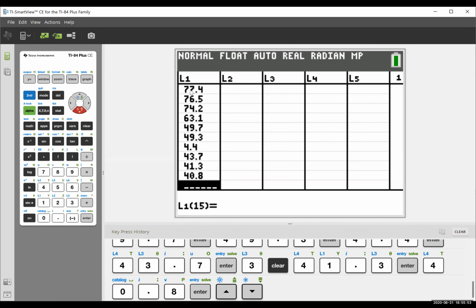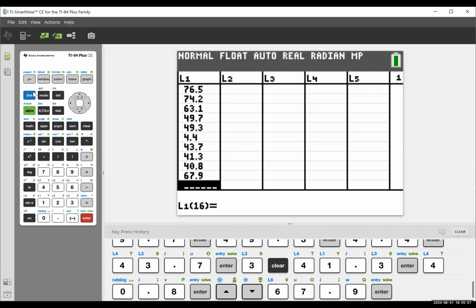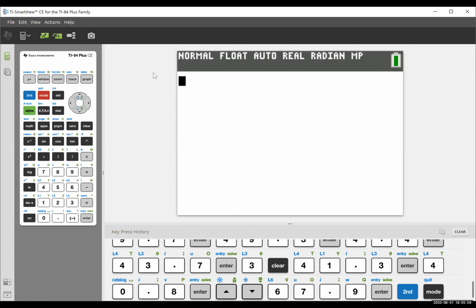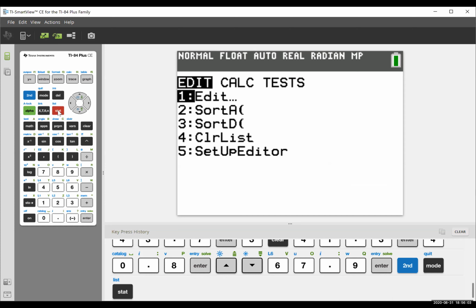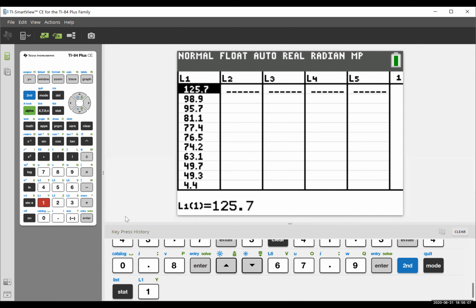All right, so again, let's say you are on your home screen. So stat, this is the stat here, and then 1. Then you just have to enter all those numbers. It doesn't have to be in order. So all 15 numbers, enter those.